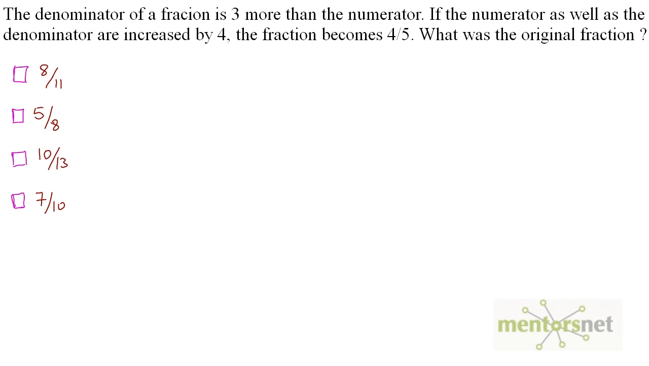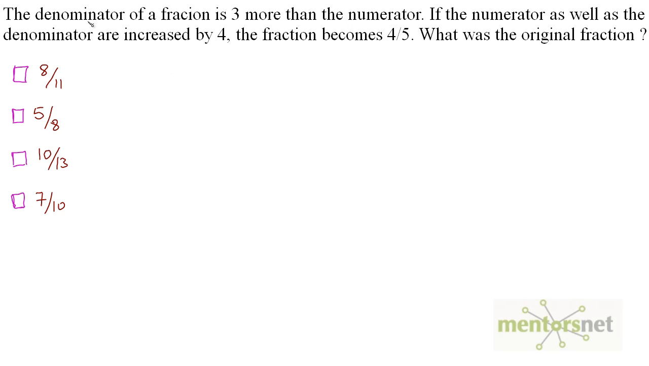Let's solve the second question now. The denominator of a fraction is 3 more than the numerator. If the numerator as well as the denominator are increased by 4, the fraction becomes 4 by 5. What was the original fraction then?